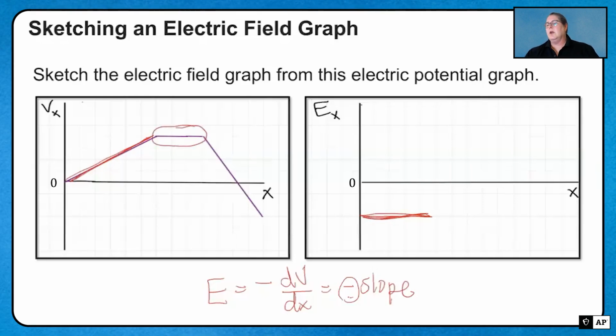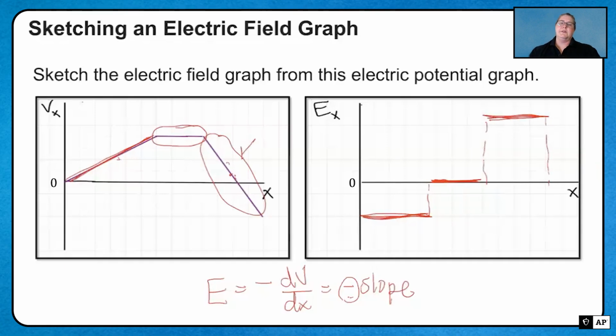In this section here, the slope is 0. The potential is not changing, therefore the electric field has to be 0. And for this last piece, now I have a negative slope for this line, but I need to take the opposite, which means I'm going to have a positive value for my electric field. And because this line is steeper than that first piece, it's going to be a bigger value, right? In other words, it's going to be farther away from that 0 line. So that is what our electric field graph would look like from that electric potential graph.